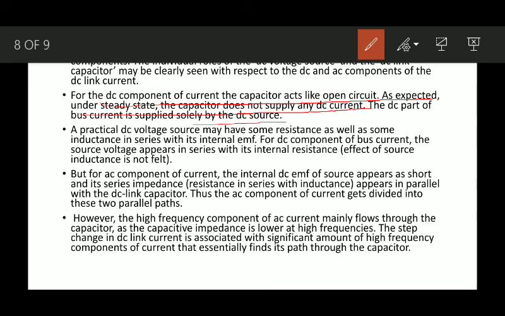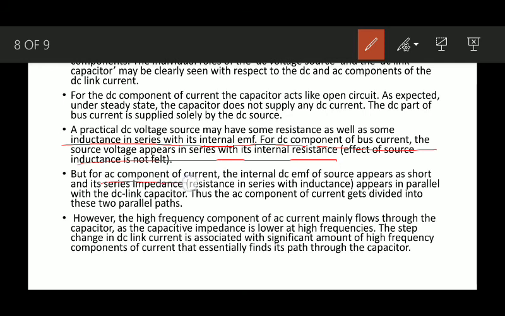And practically, the DC source may have some resistance as well as some inductance in series with the internal EMF. As we know, no ideal battery exists, so across the DC source there will always be a resistance present in series, and similarly some inductance is also present with the EMF. For the DC component of bus current, the source voltage appears across the internal series resistance of the circuit, so that DC current will not pass through the DC link capacitor.